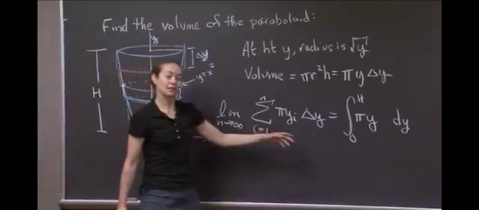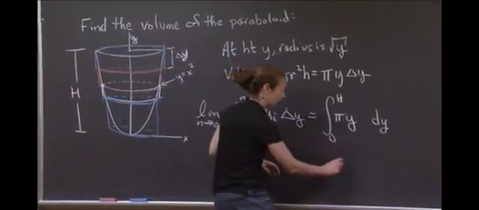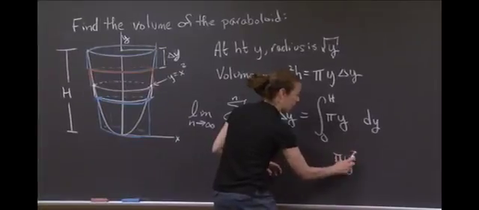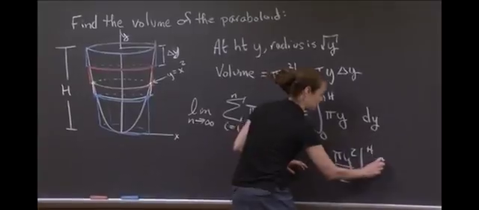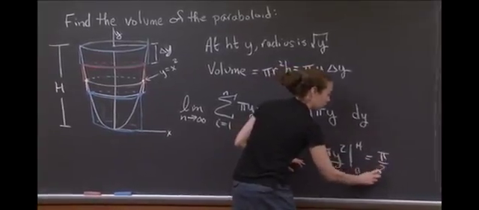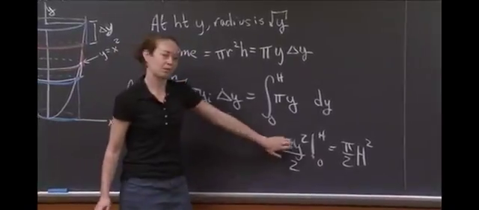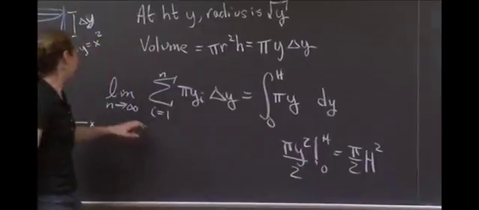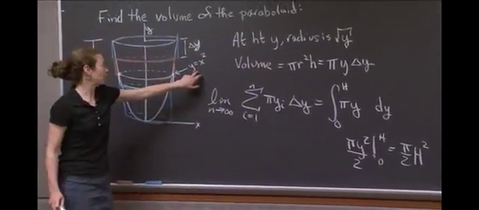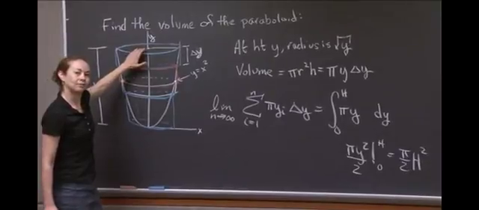Now this is a very easy thing to take an integral of, so you could actually evaluate this and find it. I believe you'll get something like pi y squared over 2 from 0 to h. So you should get something like pi over 2 capital H squared. You can check my math, but I think that's correct. So that is actually the volume of the paraboloid carved out by this particular curve, y equals x squared, at height capital H. So that's where we'll stop.